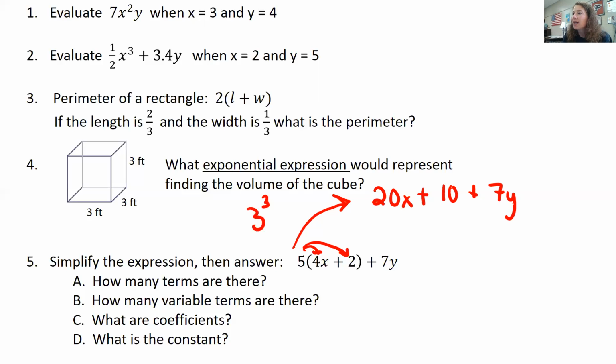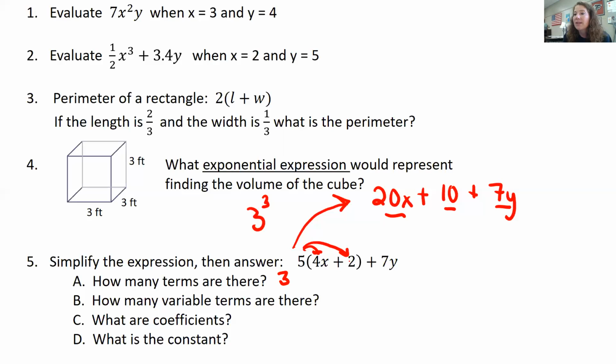Now these terms are unlike each other. X and Y cannot be added. They're unlike terms. So here I have 1, 2, 3 terms, because terms are separated by addition and subtraction signs. So the first question is, how many terms are there? The answer is there are 3 terms.